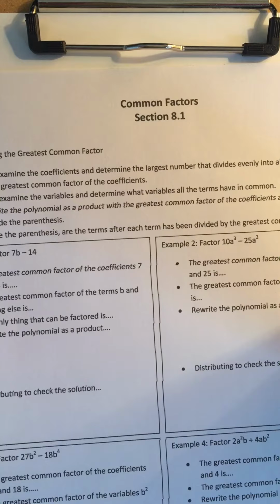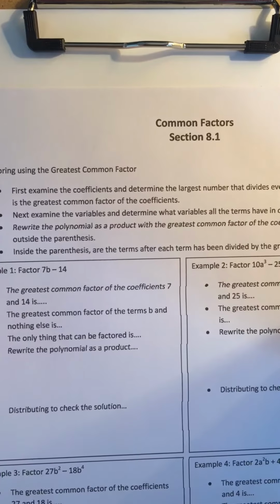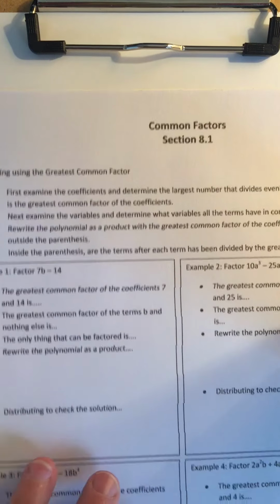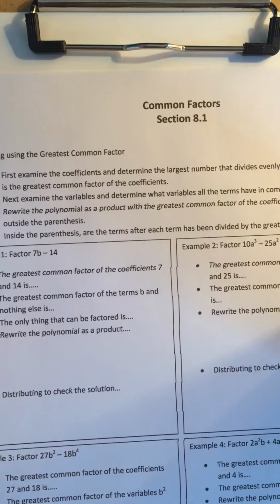Section 8.1, common factors. We are going to be factoring using the greatest common factor. Okay, I will move the paper around as we go. When we have a polynomial to factor, we must first examine the coefficients. So looking at example 1, factor 7b minus 14.